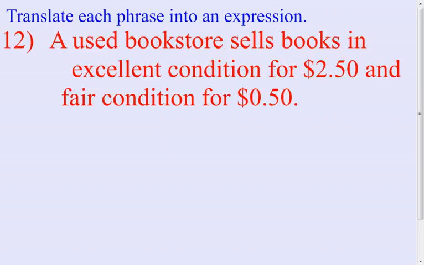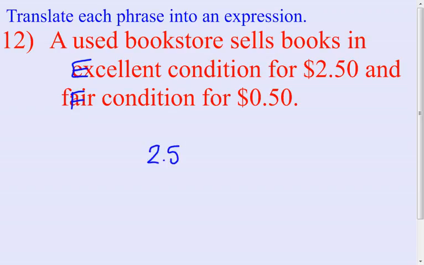All right, last one in this lesson. A used bookstore sells books in excellent condition for $2.50 and in fair condition for 50 cents. And you need to write an expression that represents this situation. Okay, so I'm going to say that excellent condition is E, and I am going to say fair condition is F. And if I want to figure out how much money I'm going to make depending on how many books I sell, this is what it would look like.